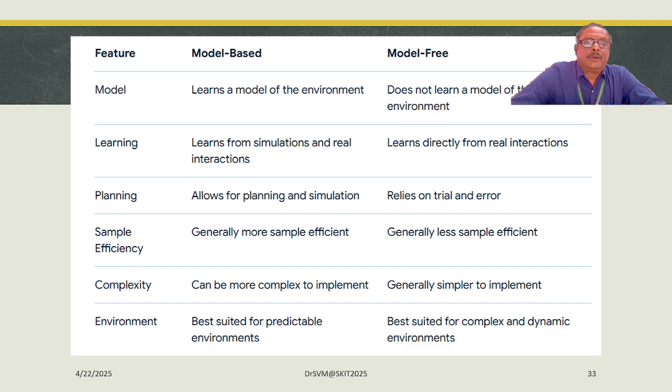Complexity wise, if you look at it, model based is more complex to implement, and on the other side, it is simpler to implement in the case of model free. As for the environment, model based is best suited for a predictable environment. So if you have an environment that is more predictable, then model based systems are better. But if it is too complex and too dynamic an environment, then it's always better to use a model free reinforcement learning system.